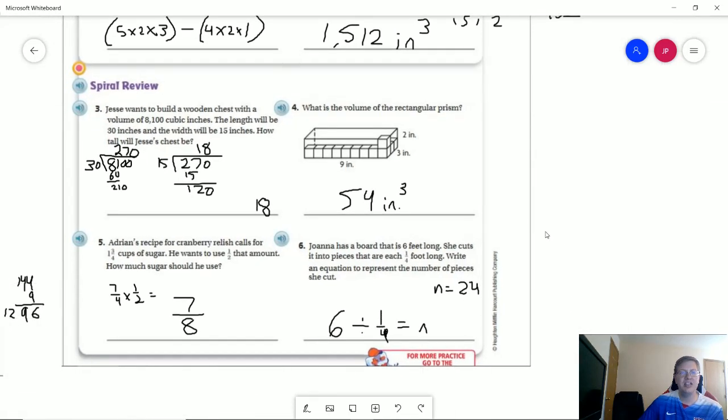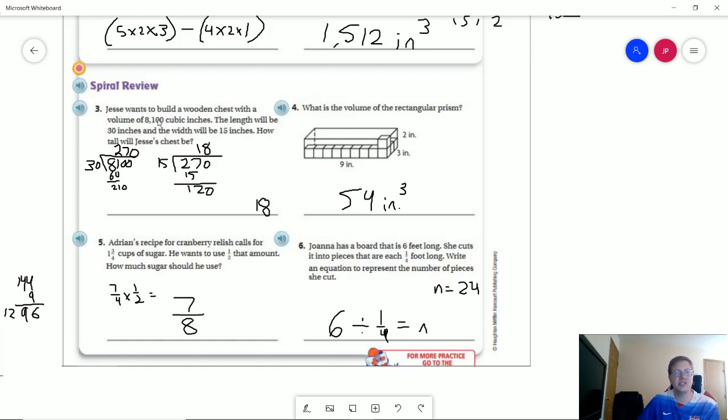Number 5, if we wanted to make a chest, what I chose to do was do 8,100 divided by 30 first, and then divide that answer by 15 to get my total. Now, another way that you could do that would be to go ahead and multiply. You could do 30 times 15 and then divide that out from 8,100.